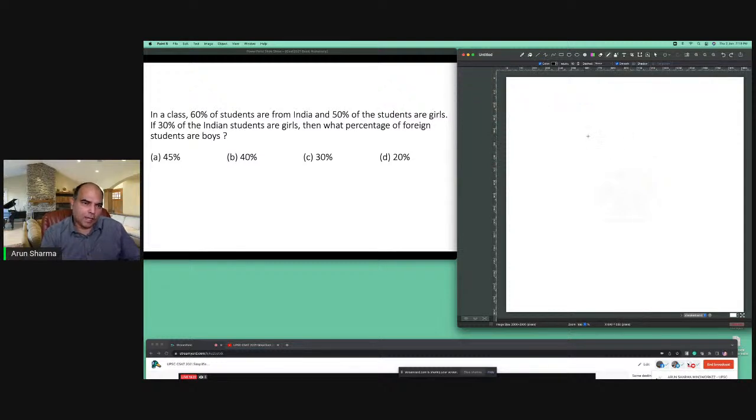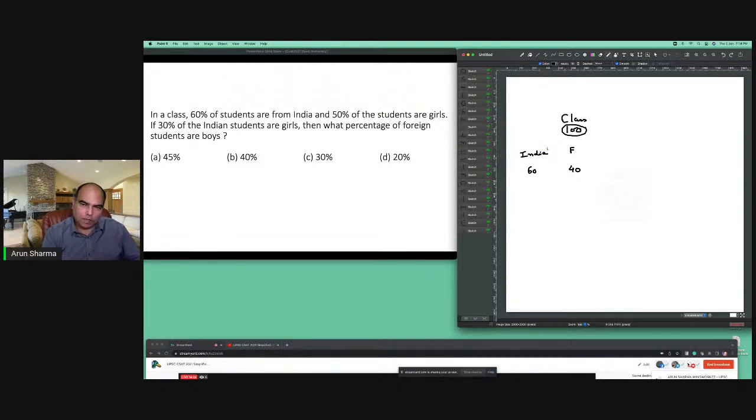Okay, so this question is saying in a class, 60% of students are from India. So if you've got this class, let's say there are a total of 100 students in this class. Then from India, we got 60, which means not India, that means foreign students would be 40. I'm assuming the class is Indian. And 50% of the students are girls.